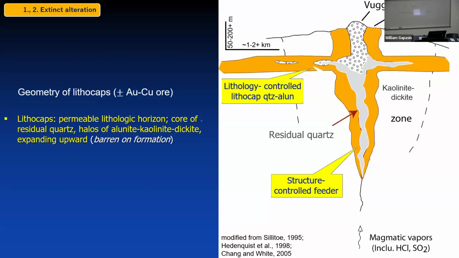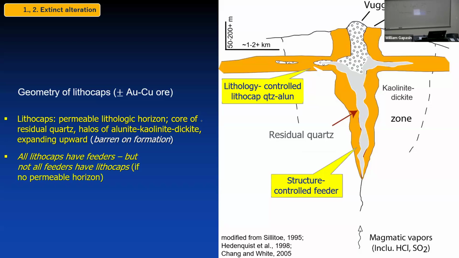So basically, the geometry of lithocaps are lithology controlled residual quartz, of course, particularly distal positions, barren formation. All lithocaps have some type of structural feeder or margin of a dome or a diatreme, what have you, but not necessarily feeder zones have lithocaps, like at Summitville. Summitville was structured through a monzonite dome, no lithologic permeability, no lithocaps. We discussed that earlier today.